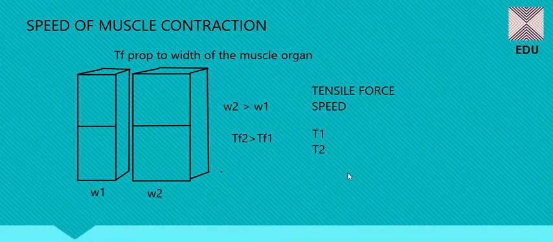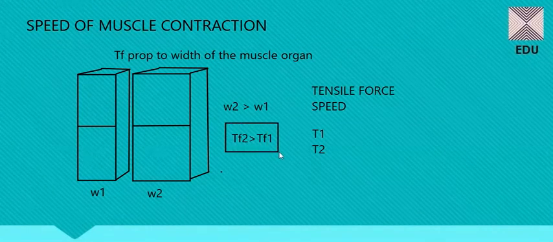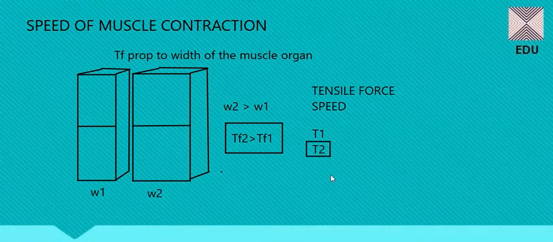As we have already seen in this particular case, the tensile force in the second muscle will be greater than the tensile force in muscle number 1. So the time taken, T2, will be shorter. It will take less time to contract to half of its length because it is making more tensile force. It can produce more force due to its large physiological cross-sectional area. So this is a comparison of the two muscles with different widths.